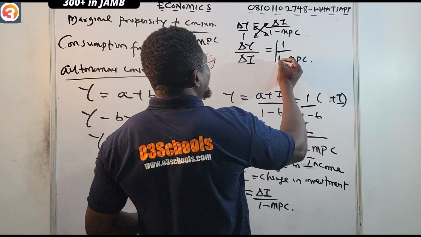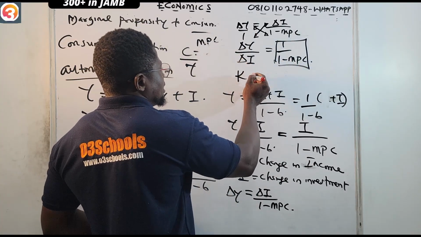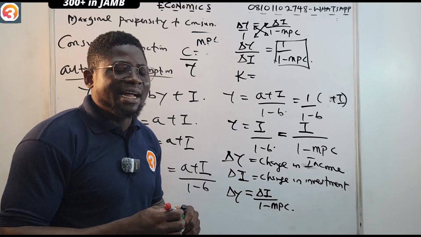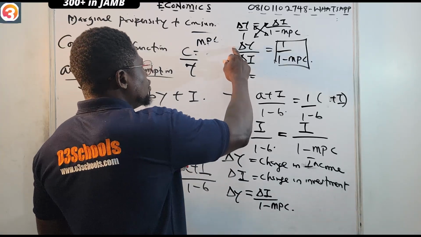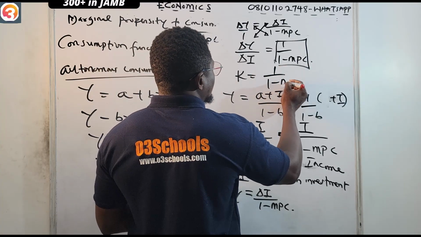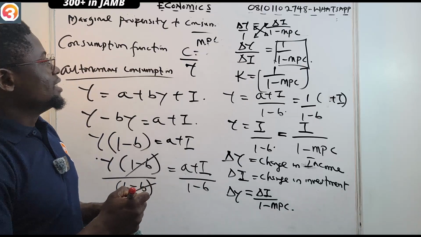Okay, so that's how we arrive at our formula for multiplier. Since we know change in Y over change in I is K, from our first definition of investment multiplier, we saw that change in Y over change in I is K. So K will be equal to 1 over 1 minus MPC.